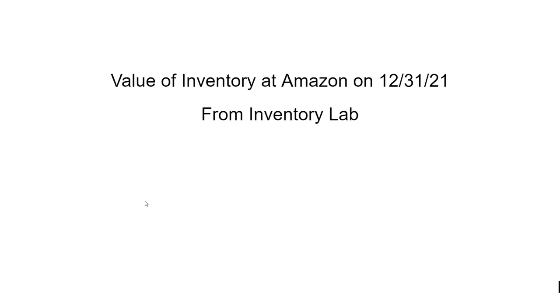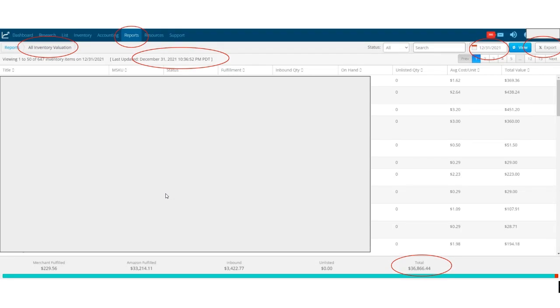The two CPAs that I worked with beforehand would always need to know that value, and Inventory Lab gives a great snapshot of it. So for this report, you're going to go to your Inventory Lab dashboard, go to Reports, All Inventory Valuation, and run it for the last day of the year. You can input that last day right up here and then click View.